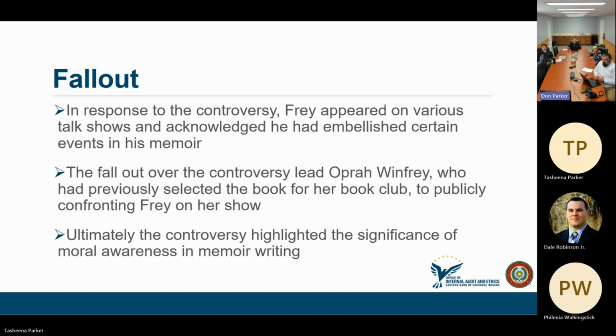Failing to do so can undermine the trust between the author and the audience and can have significant repercussions for the author's reputation and the genre of memoir writing as a whole. This memoir controversy serves as a cautionary tale, reminding writers of the significance of moral awareness in their craft. By embracing moral awareness, writers can maintain the credibility of their work and preserve the trust of their audience.